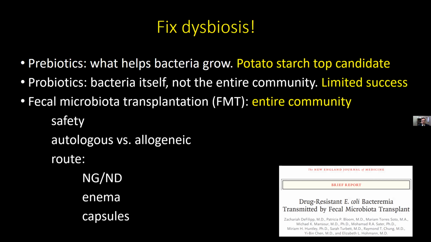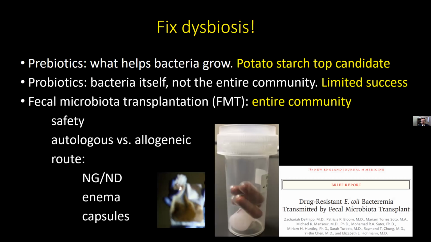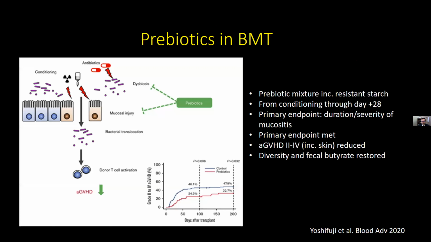You could give it through a nasogastric or nasoduodenal tube, and that's how it was done in the past. Shown on the left, it's a bag of stool. Or you could do it in a smarter way, as with enema, or orally as oral capsules, like we do in our trials here, shown on the right.